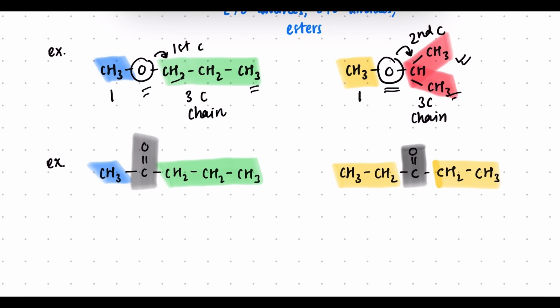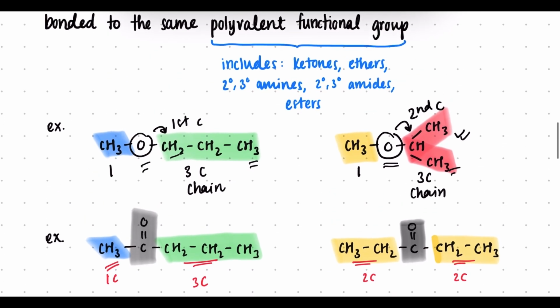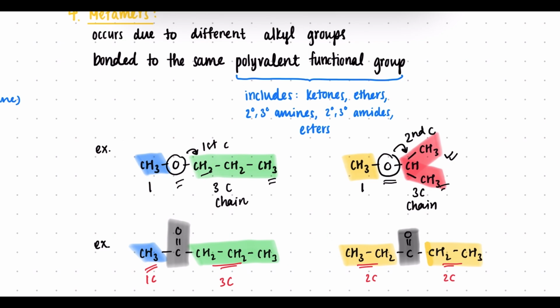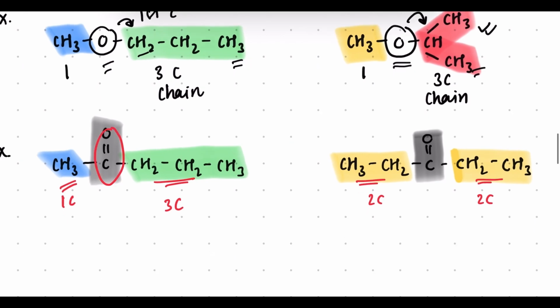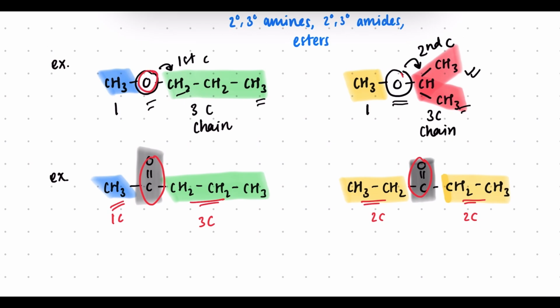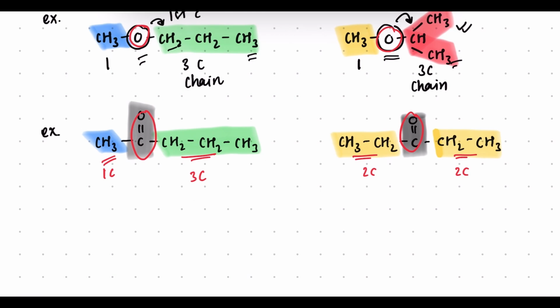Now here also, the alkyl groups attached on both sides are different, because here we've got 1 carbon, here we've got 3 carbons, and on both sides of this we've got 2 carbons. So they're completely different alkyl chains, and so due to which we can call these metamers, because metamers are all about the difference in alkyl groups bonded to the same polyvalent functional group. So here, this is our polyvalent functional group. In the previous example, this is our polyvalent functional group. So similarly, that's the same case here.